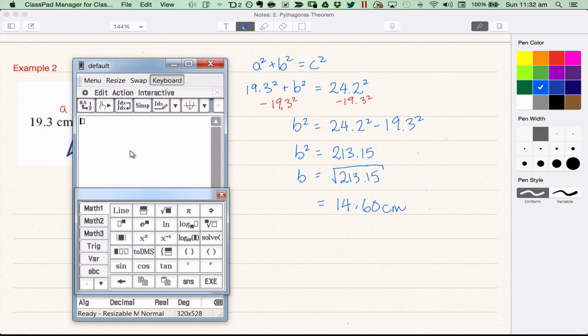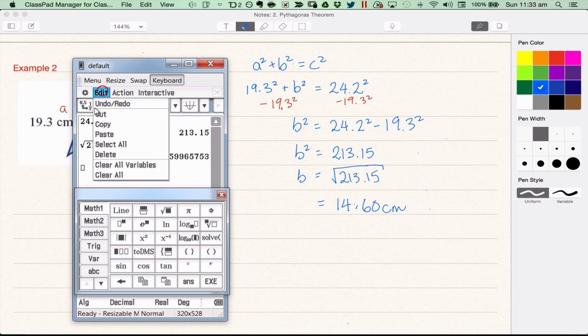Another little shortcut here for you on the calculator. First of all, I'm going to type this one in. 24.2 squared minus 19.3 squared. Press your EXE button and you get, this is where I got the 213.15. If you now want to do the square root of this, you'll need to press your square root button, and you could type it in again, but to make that a bit faster, you can highlight this and drag it down. Make sure you drag it inside the square root and press EXE, and that will give you your answer. So that's a bit of a shortcut.